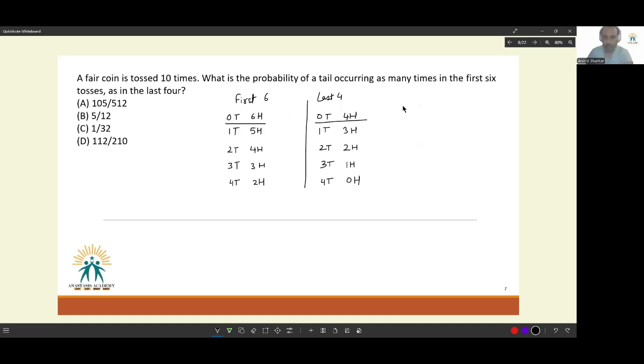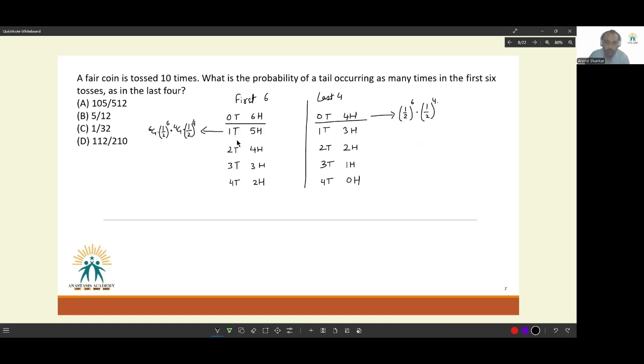Probability of the first thing is 1 by 2 raised to the power 6 into 1 by 2 raised to the power 4. This is for the first case. Second case, I will write here so that I have enough space. Again, see, here, this can happen in 6 ways. Where that tail is coming, out of the 6 possibilities, that can be identified in 6C1 into 1 by 2 raised to the power 6 into, here that tail can come in 4C1 ways, 4C1 into 1 by 2 raised to the power 4.